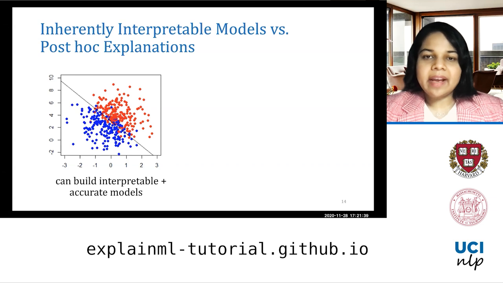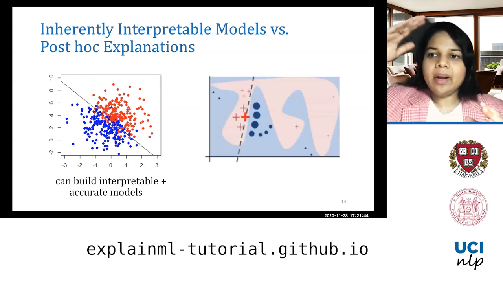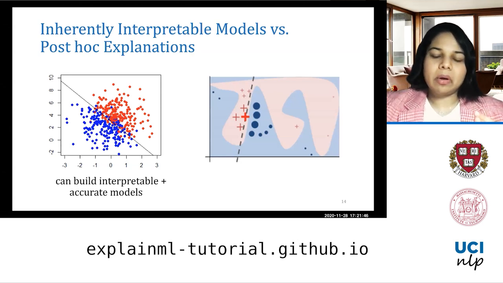Now let's consider another scenario where the data has very complex nonlinear decision boundaries.